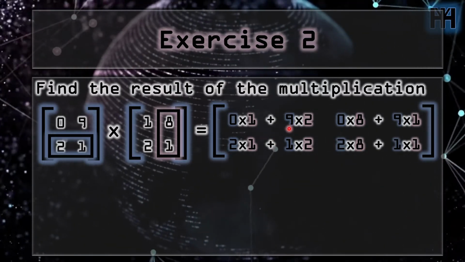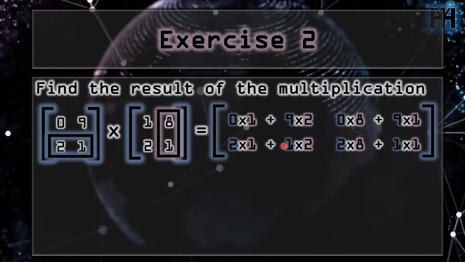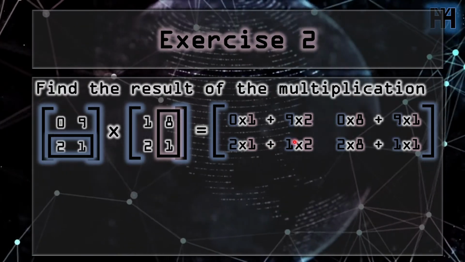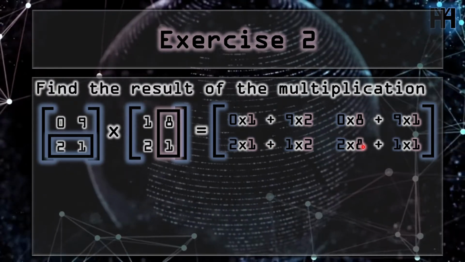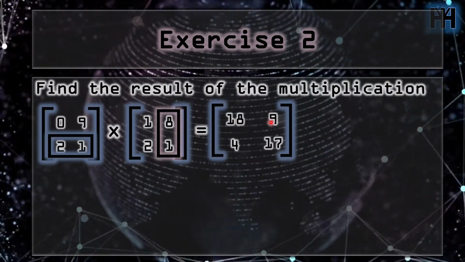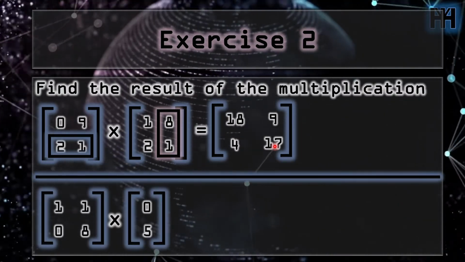So let's calculate the results. The first will be 18 and the second here will be 9. And for the second row, the first column will be 4 and here it will be 17. So this is the result of the multiplication: 18, 9, 4, 17.